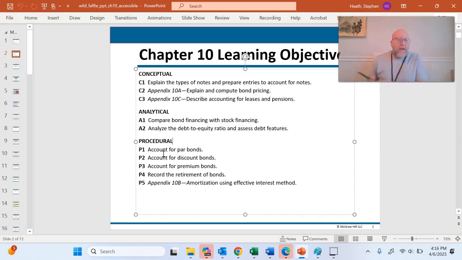pay somebody back? And then finally, we are going to determine in P5 in the appendix how we account for the value of a bond, and we'll get into that. And then we're going to finish off with talking about notes payable, right? A traditional loan from a bank or borrowing a sum of money from some individual.